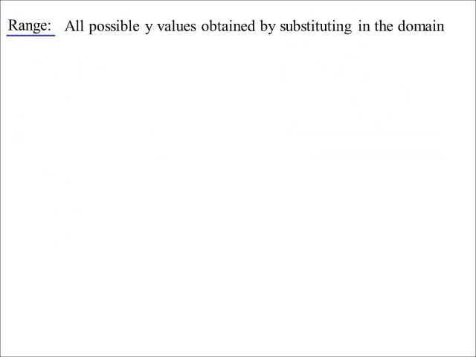All right, let's have a look at range. So domain is everything we can put into our machine. Range is, once we put all those numbers in, what's it spit out? What are the answers? So the output.